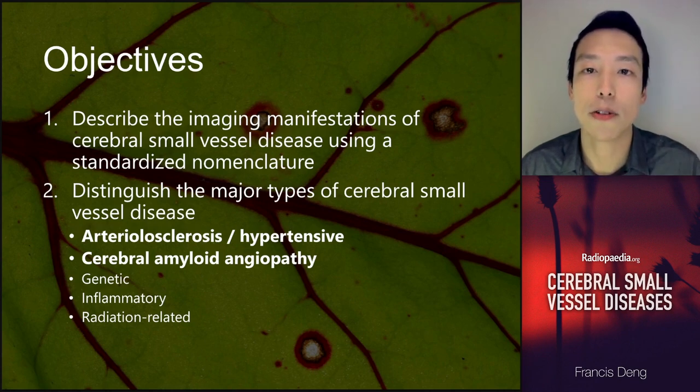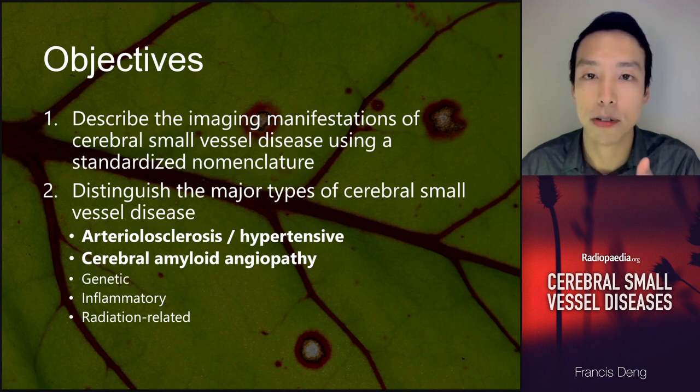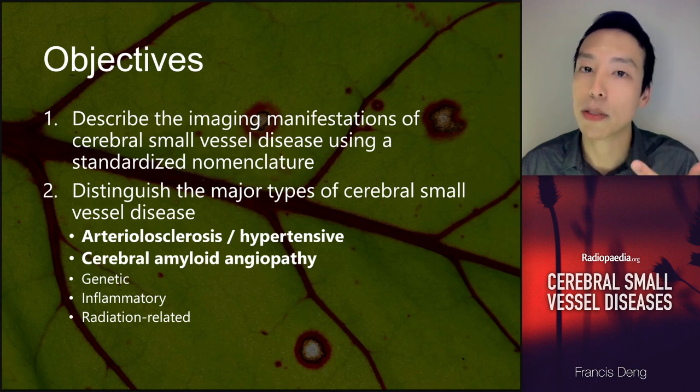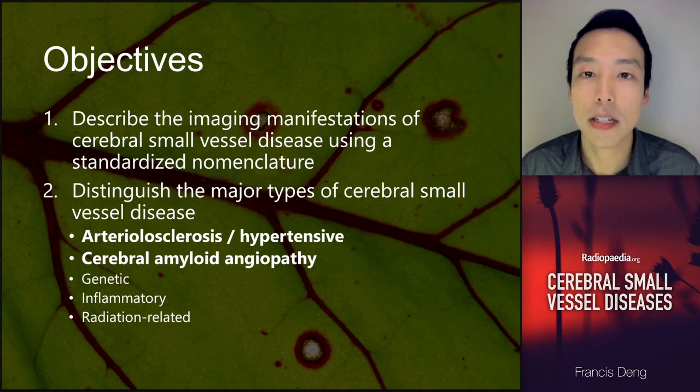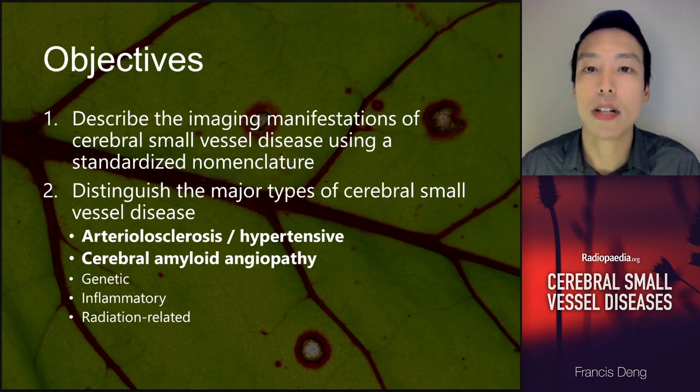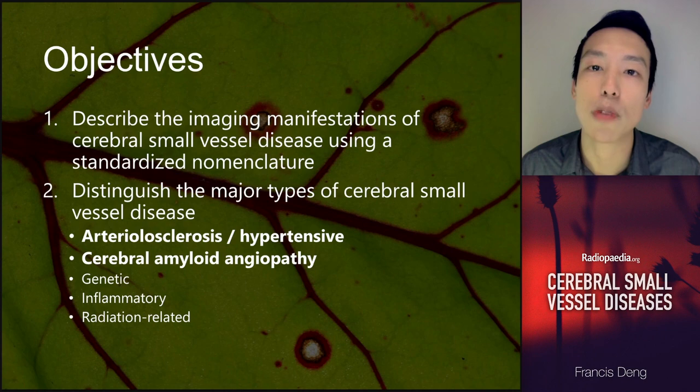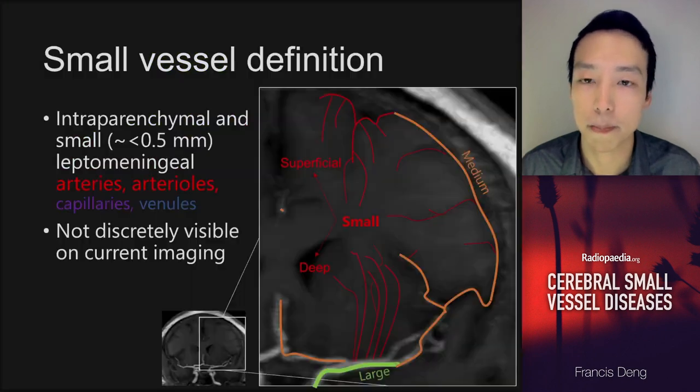It's not just the old age-related, vascular risk factor-related, hypertension-related small vessel disease. There's more than that. The main two sporadic types of small vessel disease are the arteriolosclerosis or hypertension-related arteriopathy, and cerebral amyloid angiopathy, which is also quite common. We're also going to talk about some uncommon small vessel diseases, namely the hereditary or genetic small vessel diseases, inflammatory or immune-mediated small vessel diseases, as well as a miscellaneous category that includes radiation-related arteriopathy.